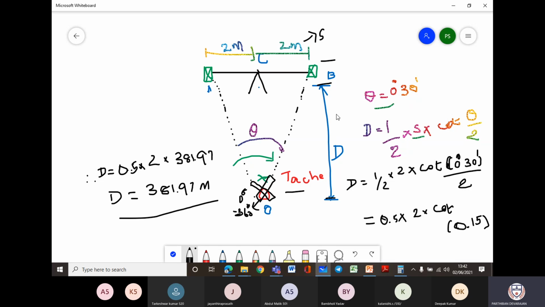With this, the 8th experiment is over. Any doubt? No, sir. Okay, very simple instrument. We take the reading, and after taking the reading we need to substitute in the formula and find out the distance value.